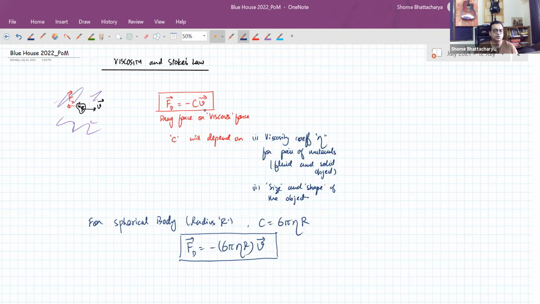However, for a spherical body, we can just write that constant because we know it from the experimental analysis that was done by Stokes and his physics group at that point of time. So that's why it's called Stokes' law. Stokes was the name of a scientist.